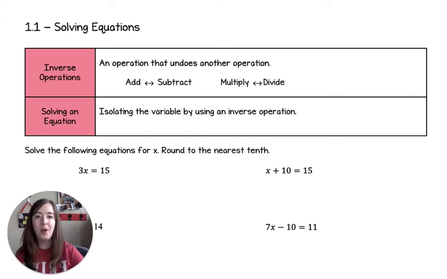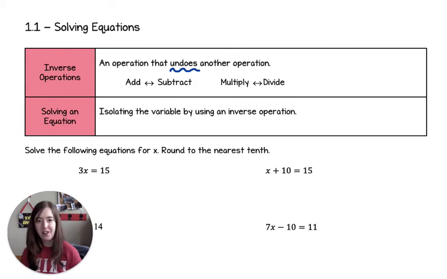So to solve equations, we have to use inverse operations. Inverse operations are operations that undo each other. Usually you learned them in pairs. First you learned how to add, then you learned how to subtract, since they kind of go together. First you learned to multiply, then you learned to divide, since they go together. So we think of those as inverse operations.